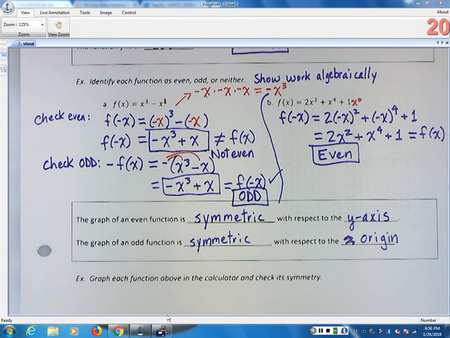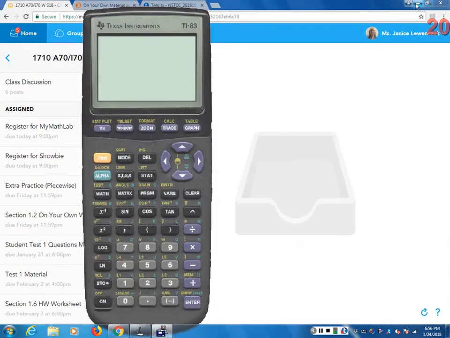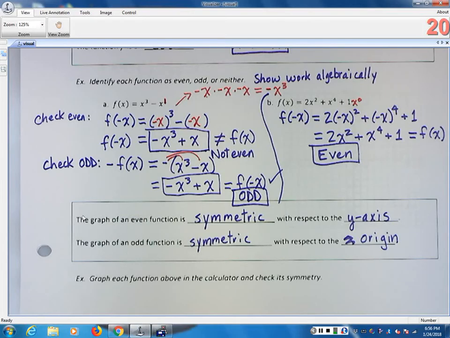TI-83/84 is required for this class. I do let you use the calculator that's on your computer. There's a calculator on your computer. If you didn't bring one, just double click on it. It should come up. Okay. Are you going to take off your internet? Okay. All right.